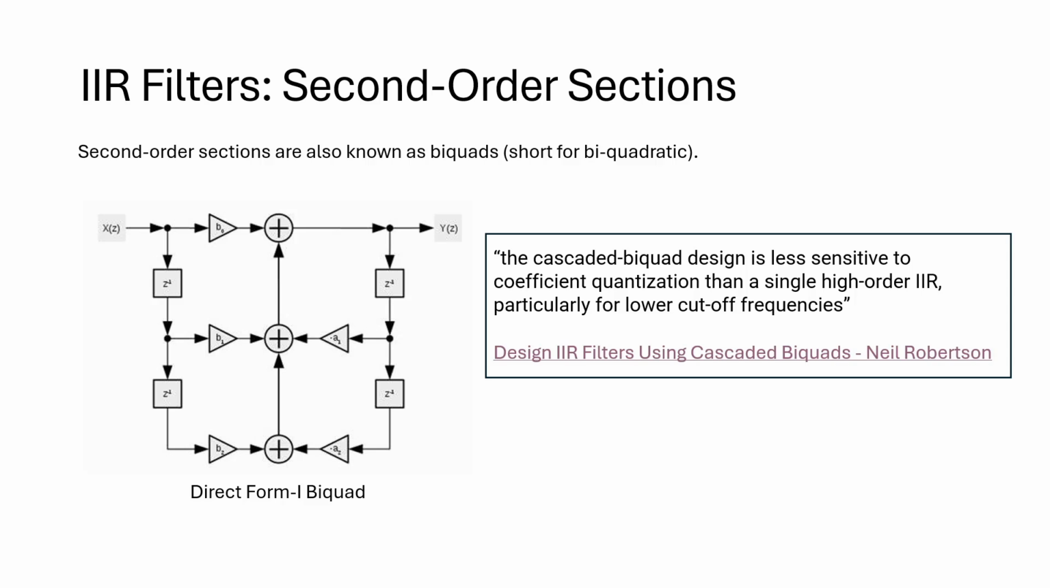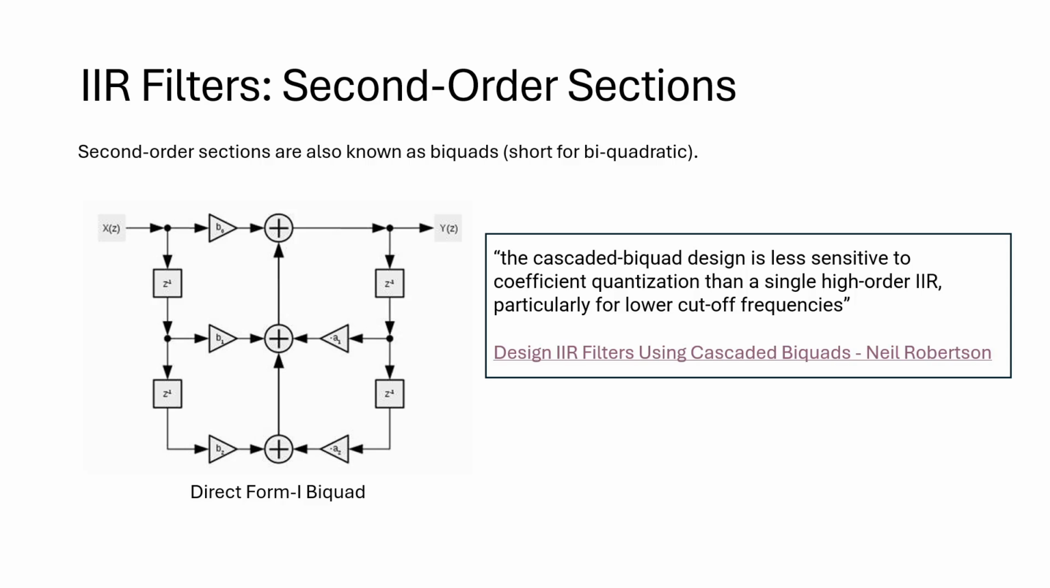Why do we use these biquads? This is a quote: the cascaded biquad design is less sensitive to coefficient quantization than a single high order IIR, particularly for lower cutoff frequencies. So coefficient quantization, what does that mean?